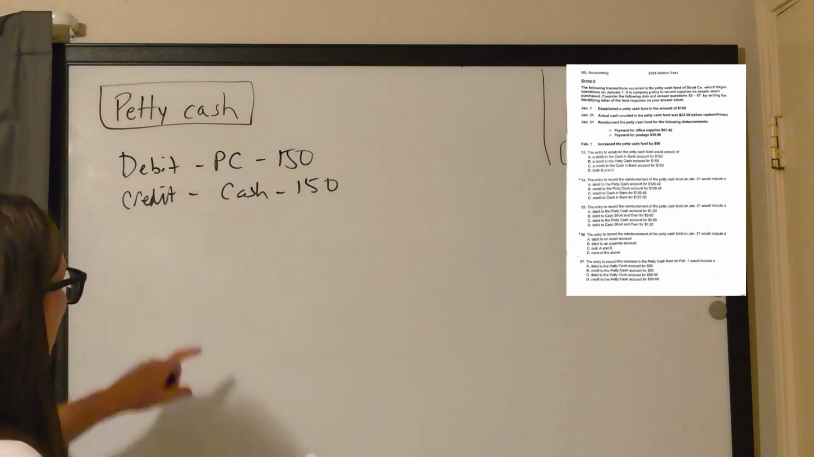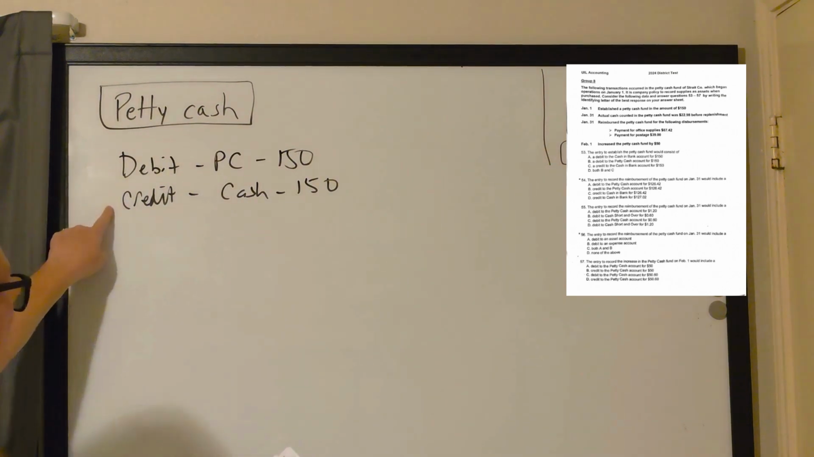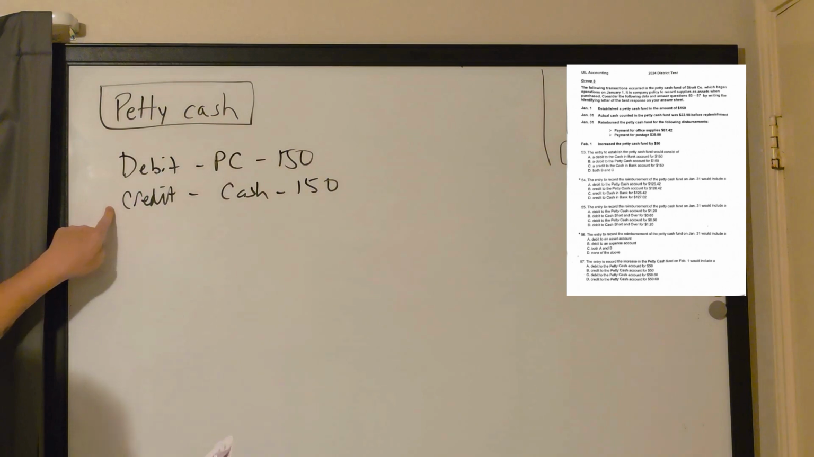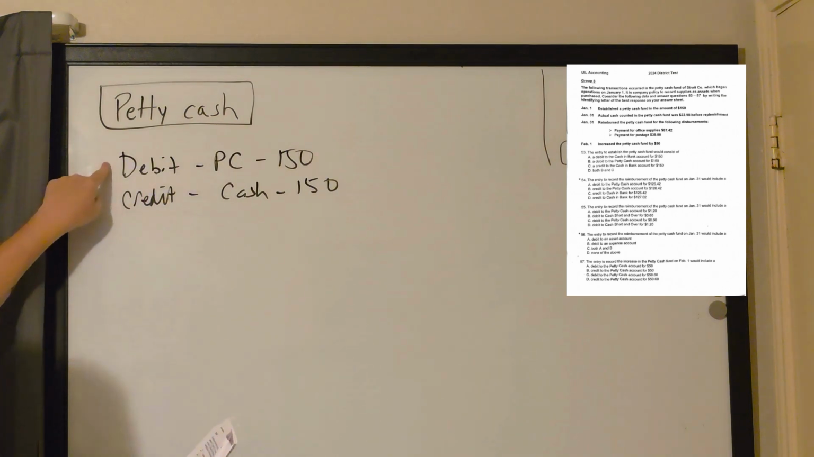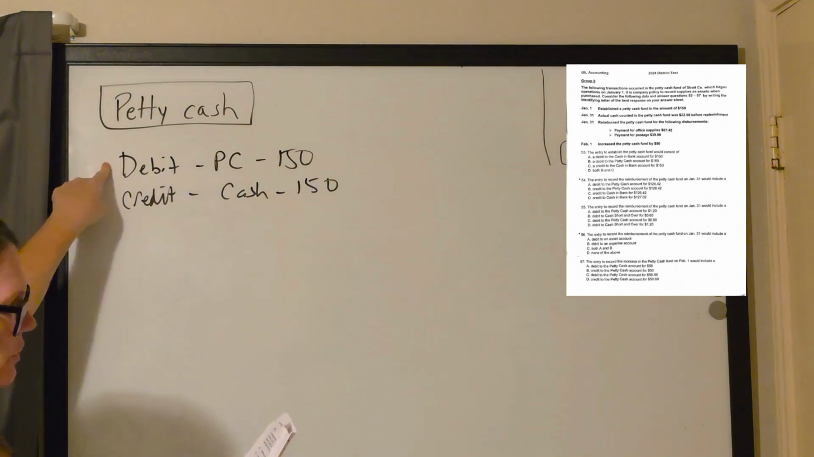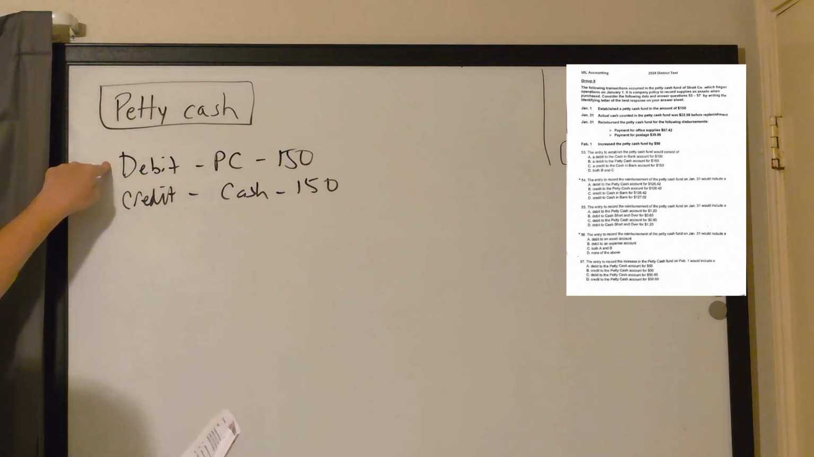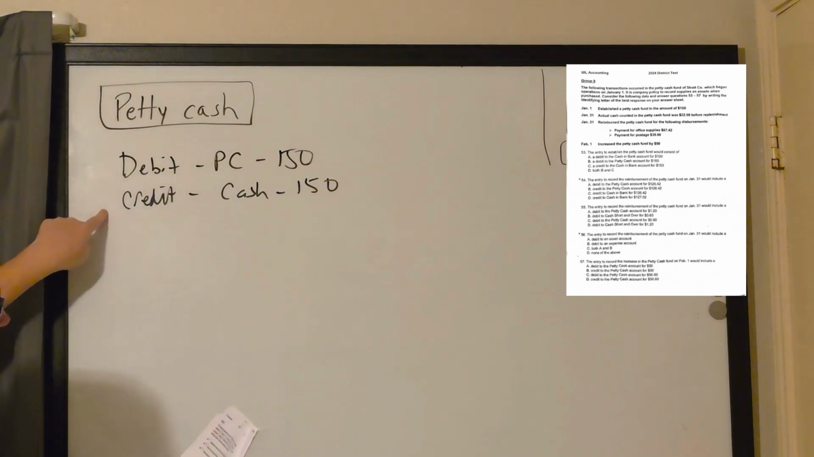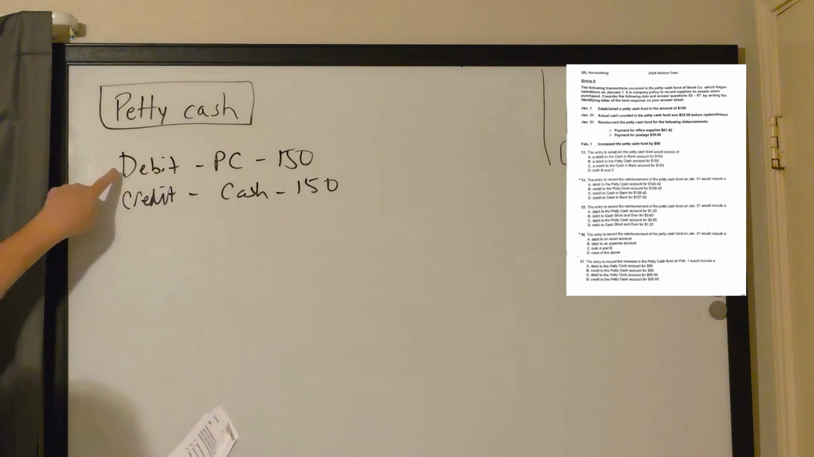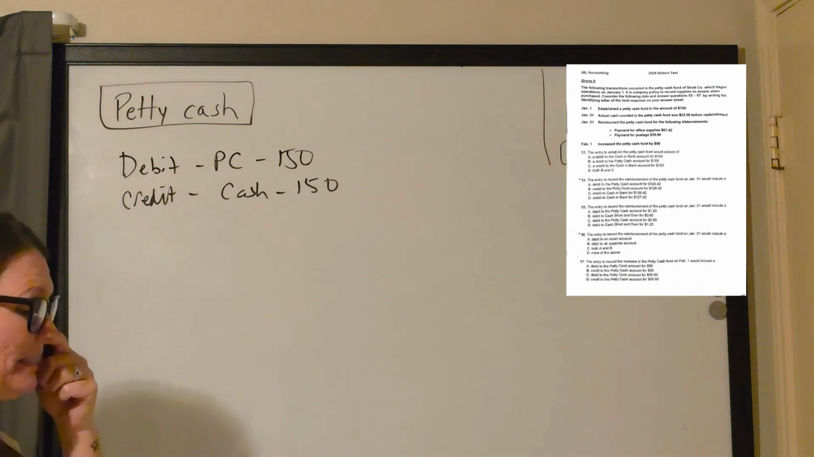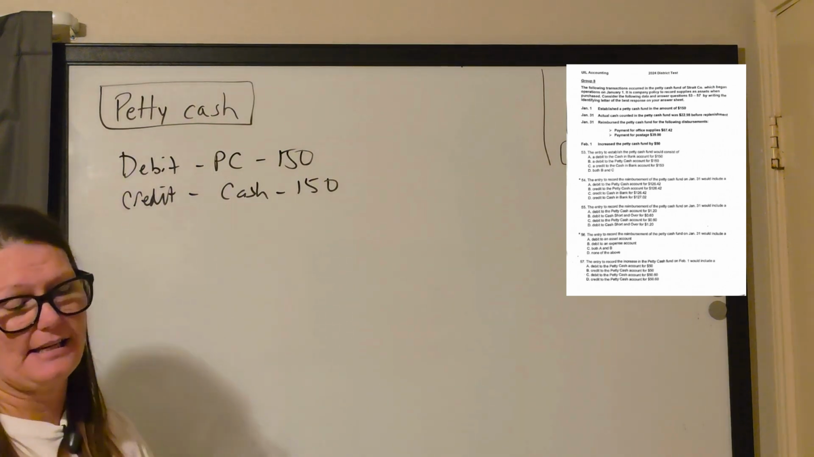Now, looking at question 53, the entry to establish the petty cash fund would consist of what? A says a debit to cash, when we know we're crediting it. B says a debit to petty cash for $150, so that looks right. And then C says a credit to cash for $150. So that one's right as well. So the answer would be D, both B and C.